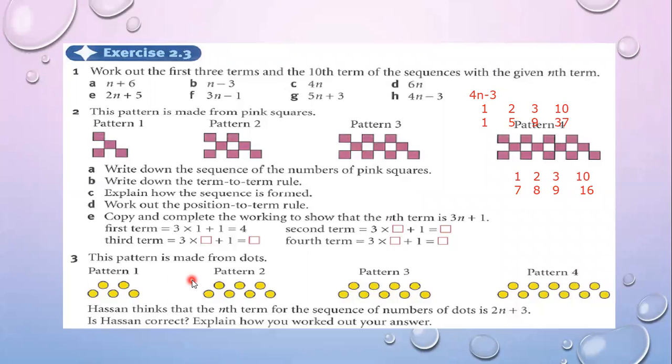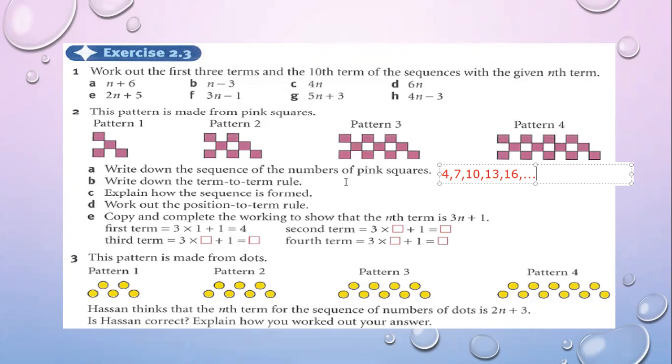Now, question number 2. 2.3. This is the pattern made from pink squares. Pattern 1, there are 4. Pattern 2, there are 7. So first of all, he said write the sequence. Okay. I erase this all. Now I write here. Sequence is 4, then 7, then 10, then 13, then 16. Okay. So follow this procedure.